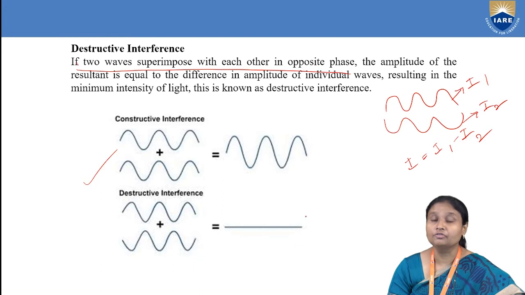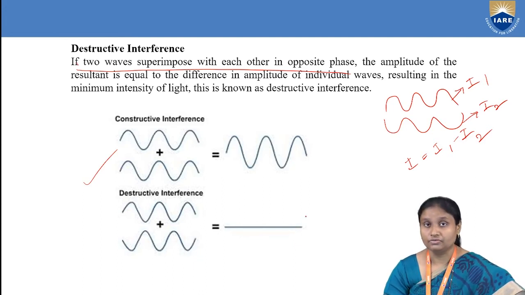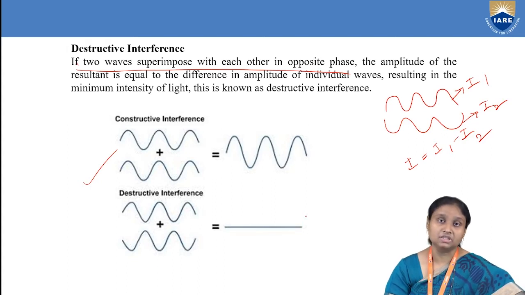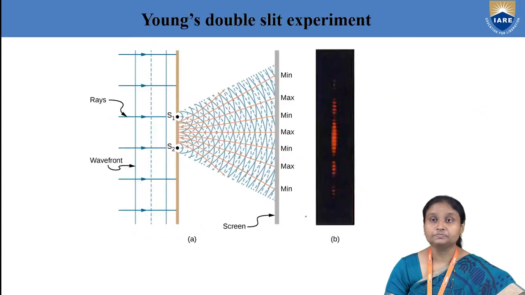So as a result of interference, what we get on the screen are alternate bright and dark fringes. We get bright fringes when the overlapping waves are in phase with each other. And when do we get dark fringes? When the overlapping waves are out of phase with each other. So this is about the phenomenon of interference.